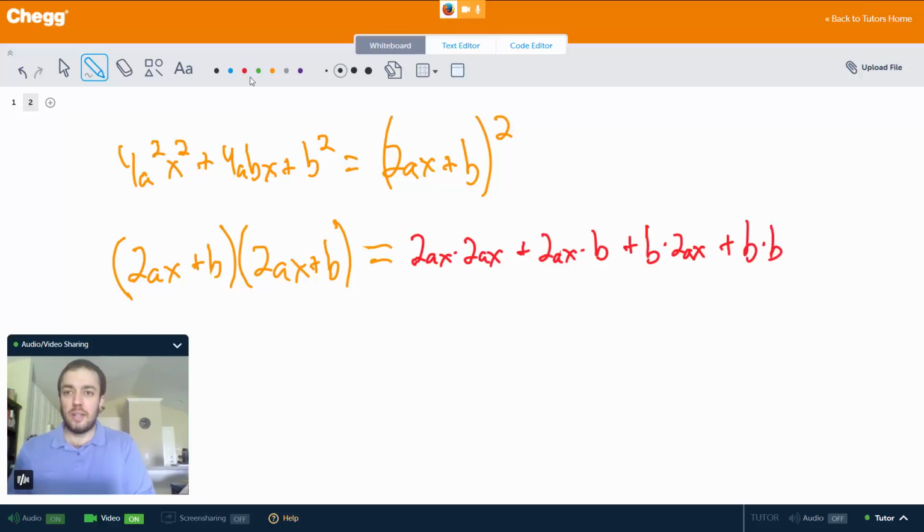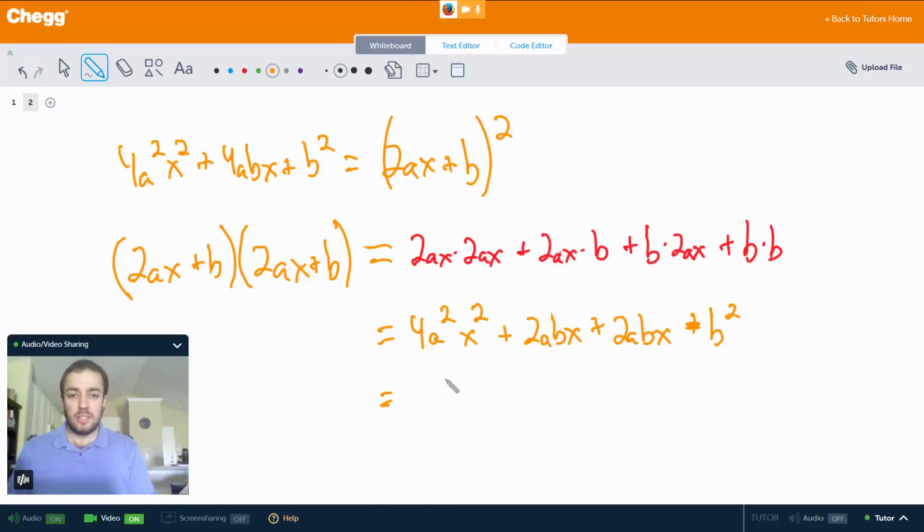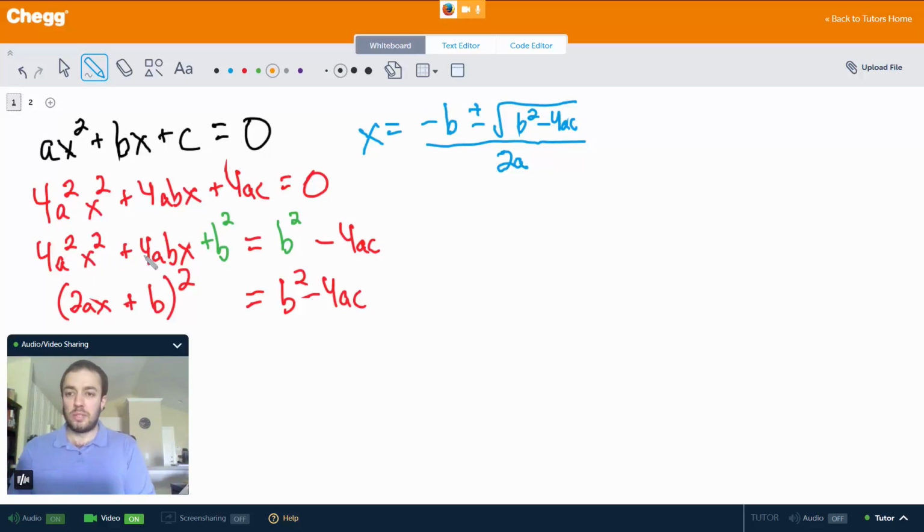Now let's simplify. 2ax times 2ax is 4 from the 2 times 2, a times a is a squared, and x times x is x squared. Then we have 2abx plus another 2abx, and then plus b times b, which is b squared. When we simplify finally, we get 4a squared x squared plus these two combined to give us 4abx, and then plus b squared. So everything checks out, and we do see that 4a squared x squared plus 4abx plus b squared can be factored as 2ax plus b quantity squared.